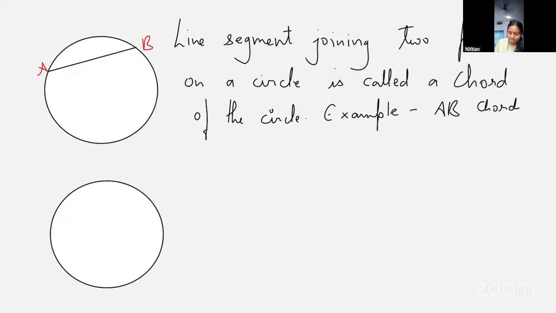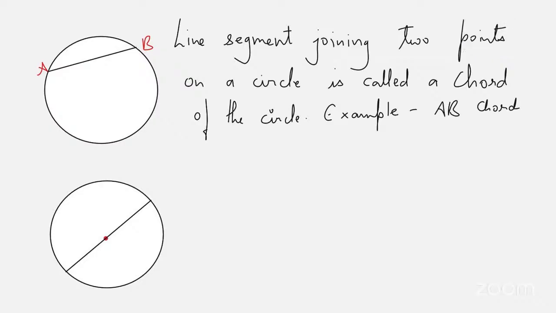What does it look like? See, this is the center. I'll make it a little bit bigger. Center. And we'll make a line that is going through the center. Making a line that is going through the center. This is known as diameter.